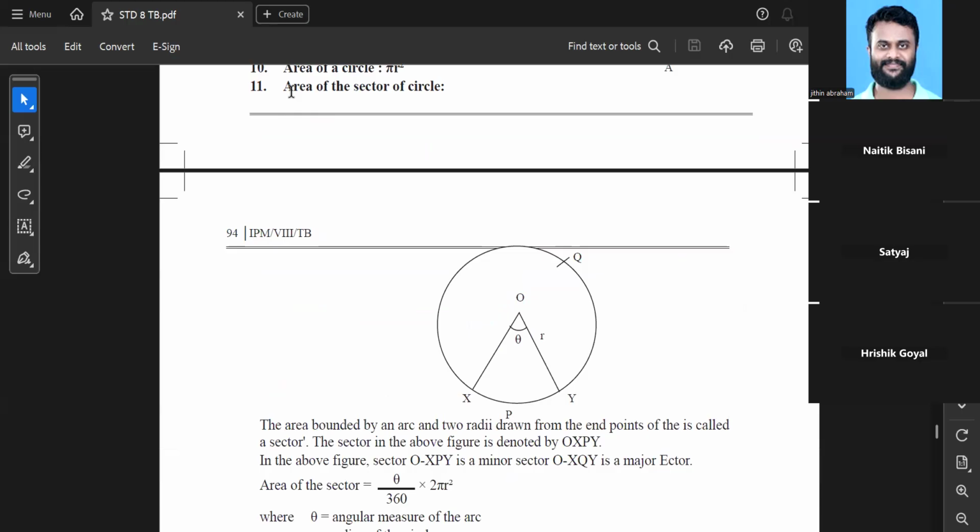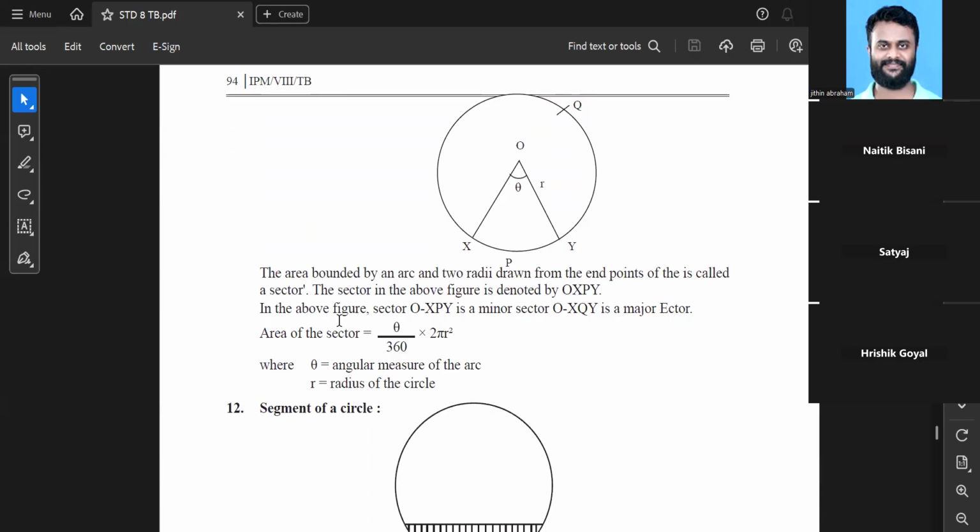The next one is area of sector of circle. So what is a sector? I'll tell you. The area bounded by an arc and two radii drawn from the end points of the arc is called a sector. In the above figure, the sector is denoted by OXPY.